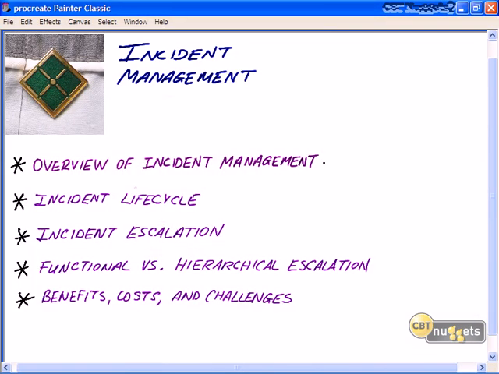On this fifth nugget of the ITIL Foundation series, we covered 5 key topics. First of all, an overview of incident management. We looked at incident lifecycle, the incident escalation process. We talked about functional versus hierarchical escalation, and then finally, the benefits, costs, and challenges of incident management.